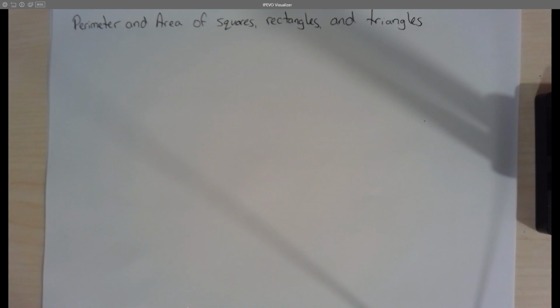Welcome, grade 7, to today's video as we step through understanding perimeter and area, the geometry side of things, of squares, rectangles, and triangles. We're going to be going over some examples of that, as well as going through some formulas, and then stepping through some of the example questions afterwards as well.